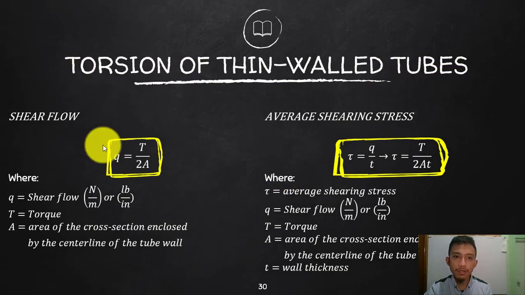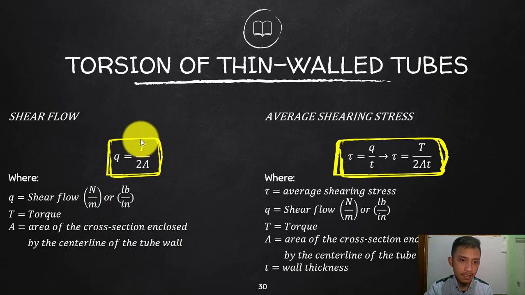So torsion of thin wall tubes, this is the shear flow. We denote that as q. So shear flow is just a shear, but per unit thickness. That's it. So that is q = T over 2A, wherein T is the torque, of course, the torque handled, and A is the area of the cross section enclosed by the center line of the tube.